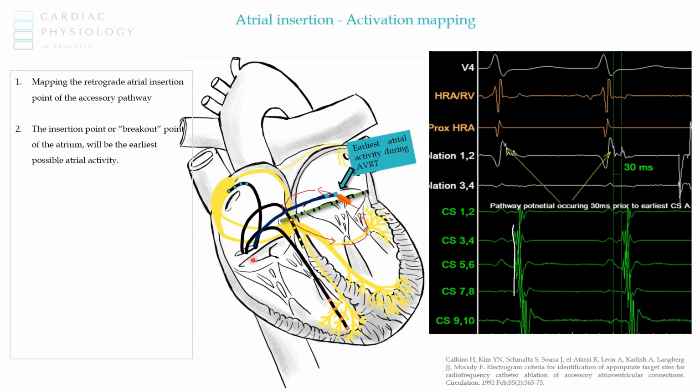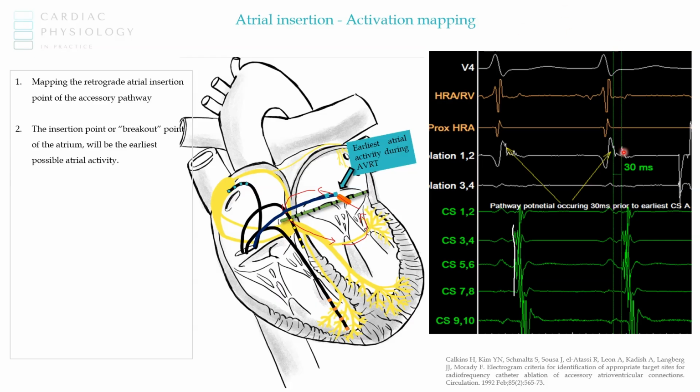Then we can perform a transseptal puncture across the interatrial septum, put an ablation catheter or a mapping catheter between CS3-4 and 5-6, and then measure the electrical activity. If our ablation catheter is in the correct position, it should have an atrial electrogram which precedes the atrial electrogram of CS3-4 and 5-6.